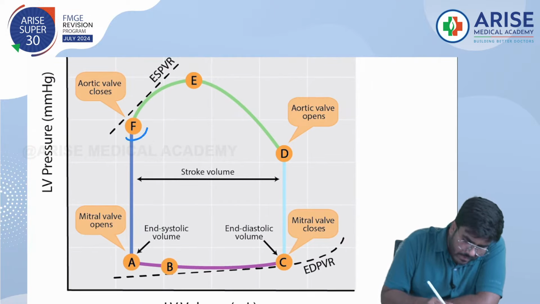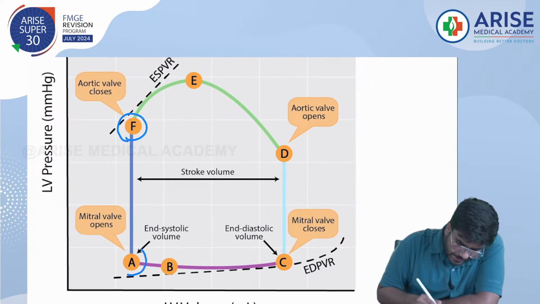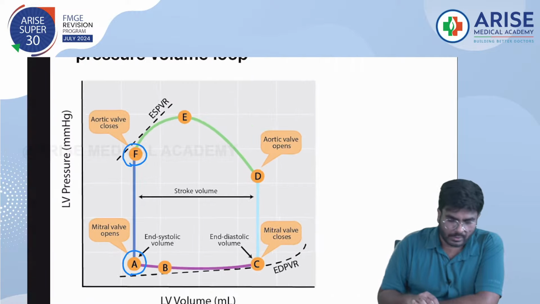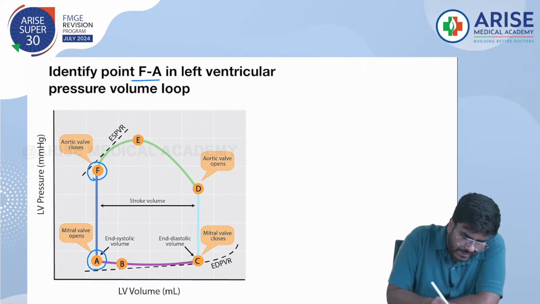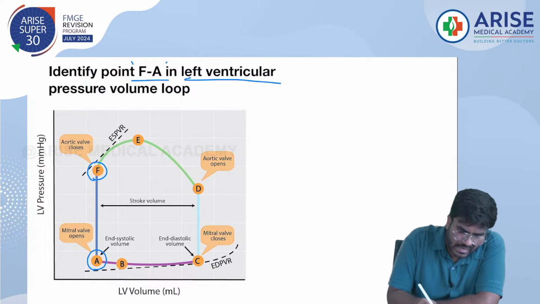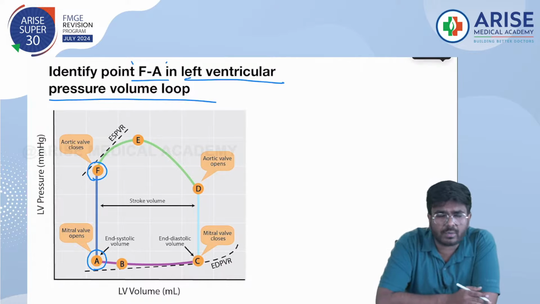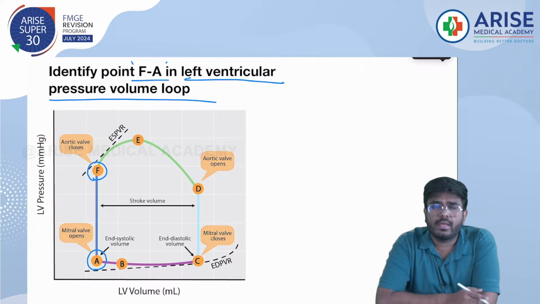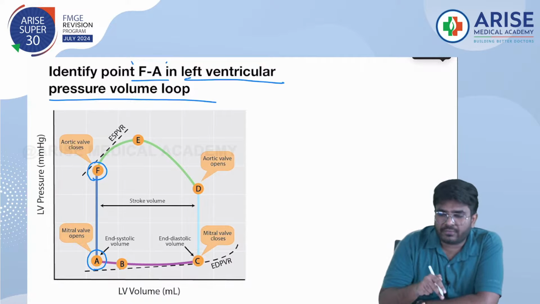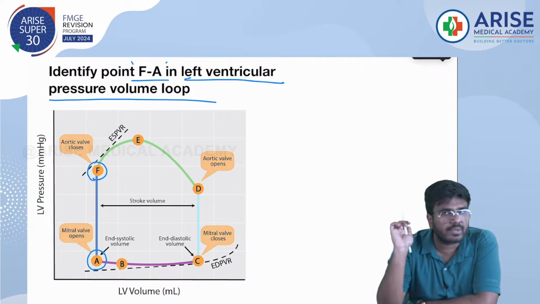the line F to A is representing... Okay, this is what is asked in the exam. Identify the point F to A in the left ventricular pressure volume loop. Even if you don't have any idea about the left ventricular pressure volume loop at this point, you have to know the different phases in this loop.